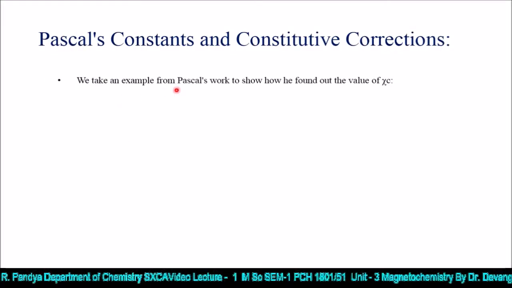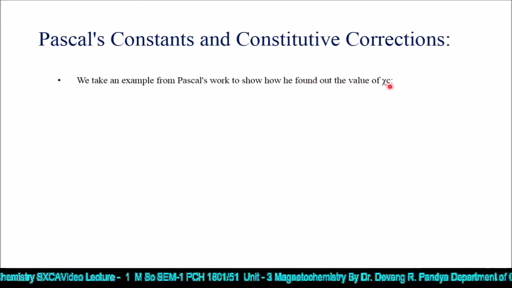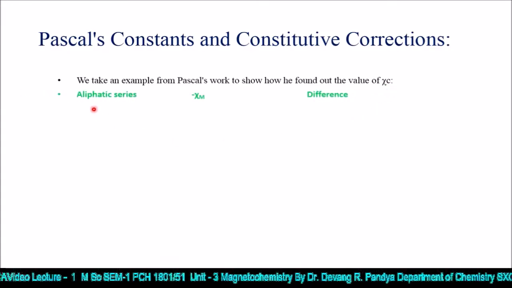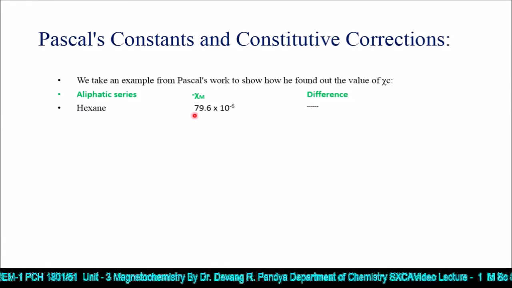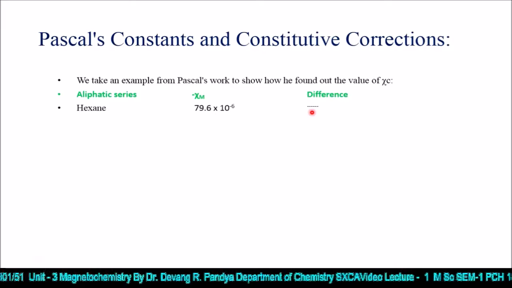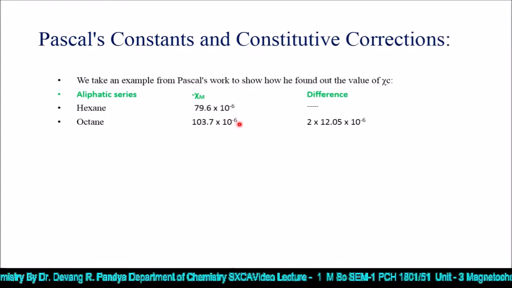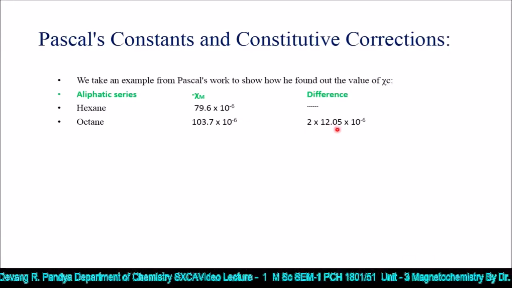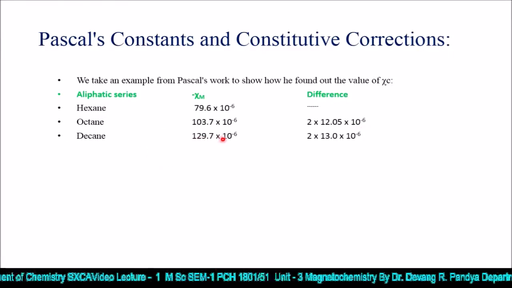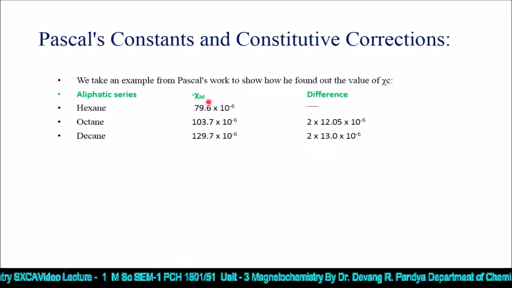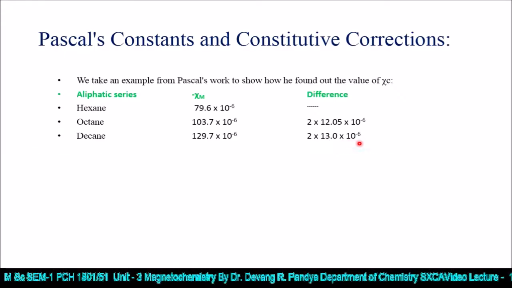We can take an example from Pascal's work to show how he found out the value of χ_c. Aliphatic series, value of χ_M and its difference. Hexane 79.6 into 10 raised to minus 6, there is no difference. Octane 103.7 into 10 raised to minus 6, and the difference would be 2 into 12.05 into 10 raised to minus 6. Decane 129.7 into 10 raised to minus 6, that is the molar magnetic susceptibility, and the difference would be 2 into 13.0 into 10 raised to minus 6.